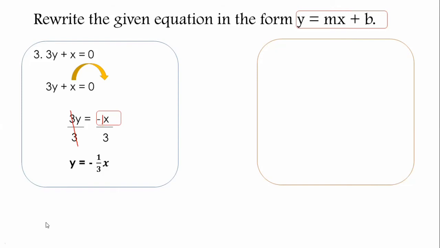So, dito, kung makikita natin, wala siyang value ng b. So, ang b mo is equal to 0. And ang m mo, of course, that is negative 1/3. Okay, so ganun mag-find ng slope at saka y-intercept din kapag nasali sa exam or quiz.